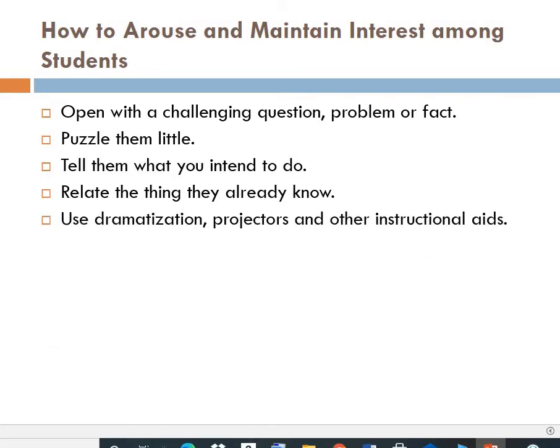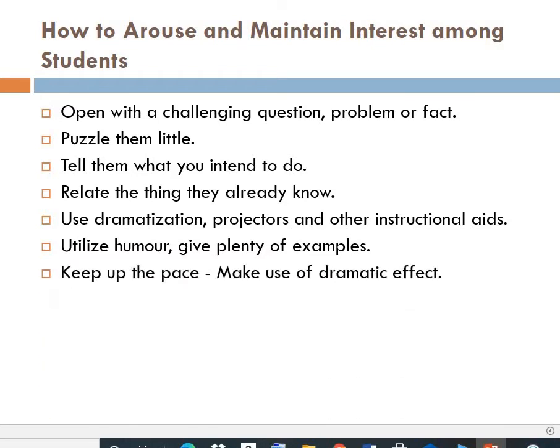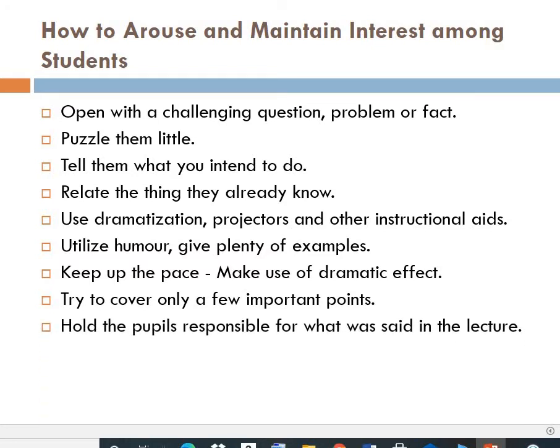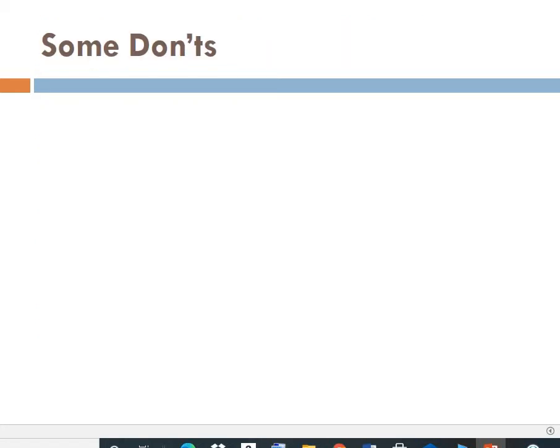Again, use dramatization, projectors and other instructional aids to use lecture method. Also utilize humor and give plenty of examples. Also keep up the pace of the students, make use of dramatic effect. Again, it is better to try to cover only a few important points during a lecture. It holds the pupil's understanding responsible for what was said in the lecture. Again, teach pupils how to take notes.